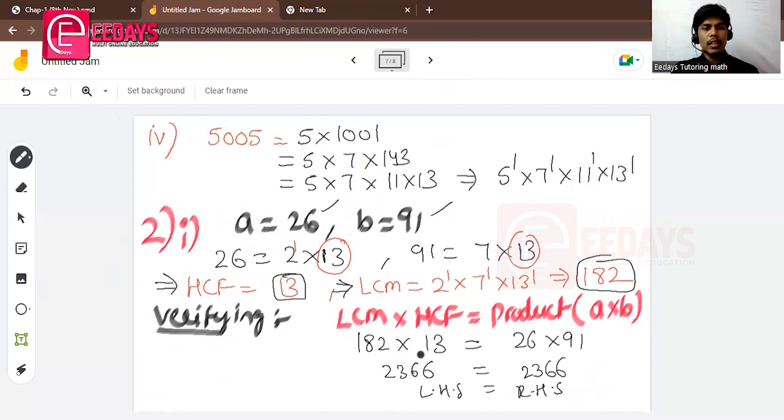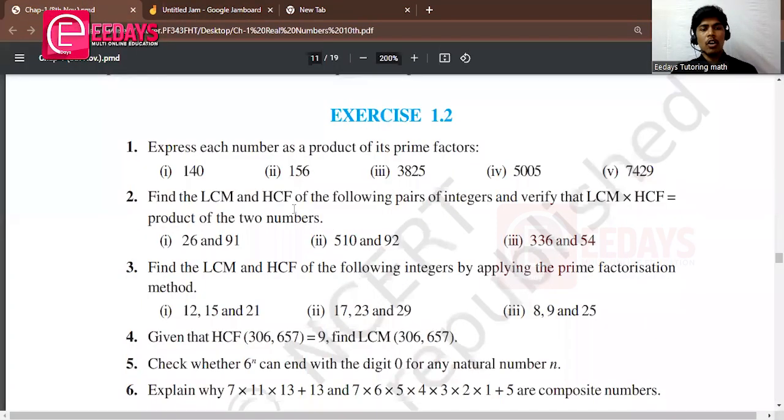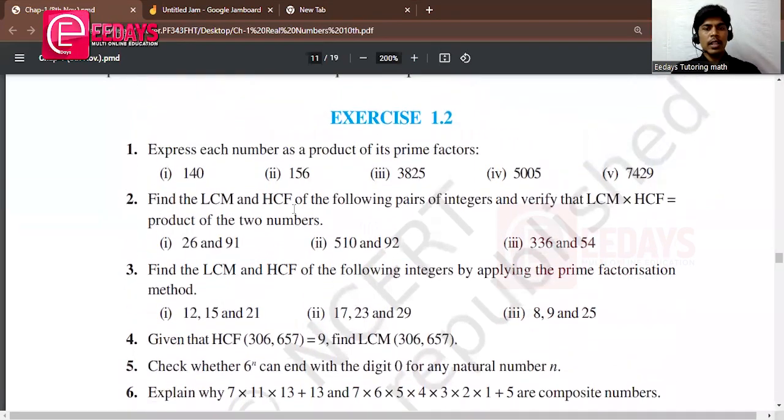I hope everyone got the answer and understood. Let's solve the other questions of exercise 1.2 in the next session.